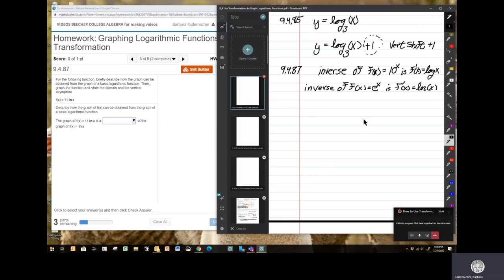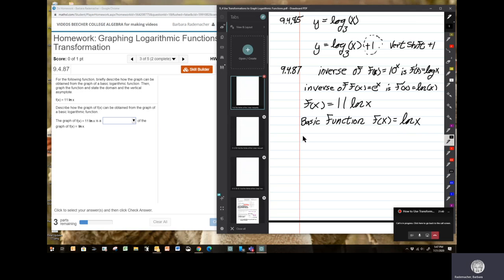So what we're dealing with now are natural logarithms, but it's still just a logarithm. So here's what we're dealing with. Eleven times the ln of x. Now, what is the basic function? They're calling everything f of x here, so I'm just going to go along with it. Basic function f of x equals the ln of x, which is going to look amazingly like log base 3 of x, as you'll see.